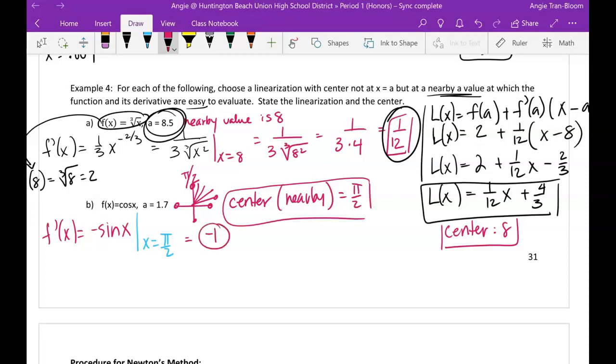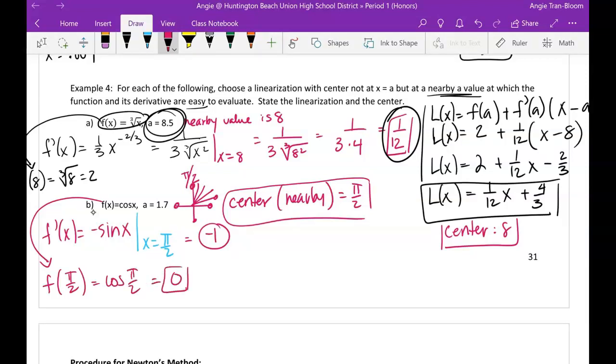In addition, for my linearization, I need to have f of a. So your f function is cosine. So f of pi over 2 is cosine of pi over 2, which is 0, which is okay, no big deal. Now let's plug into my linearization function. So L of x equals f of a plus f prime of a times x minus a.